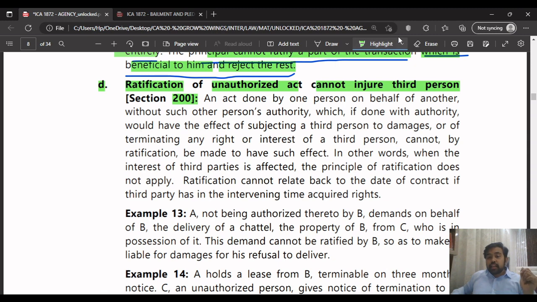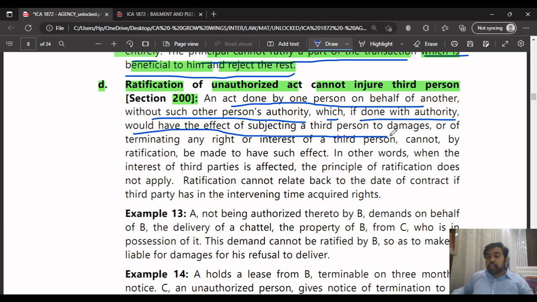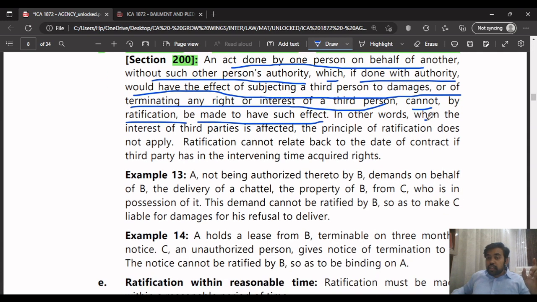What they are telling is, any act done by one person on behalf of another without such other person's authority, which, if done with authority, would have the effect of subjecting a third person to damages or of terminating any right or interest of a third person, cannot by ratification be made to have such effect. In other words, they're explaining it again. When the interest of the third parties is affected, the principle of ratification does not apply.